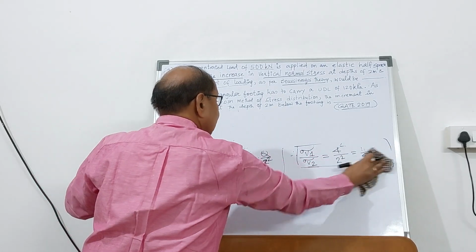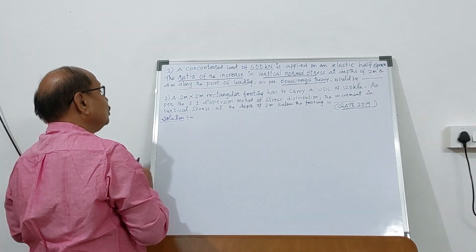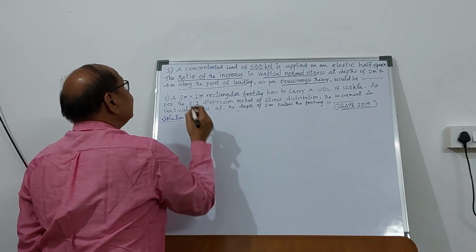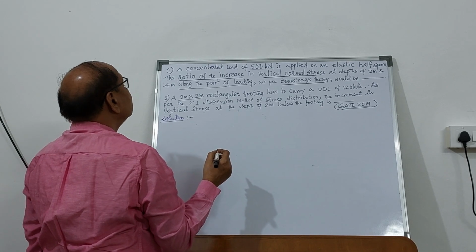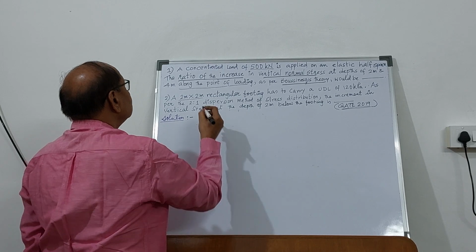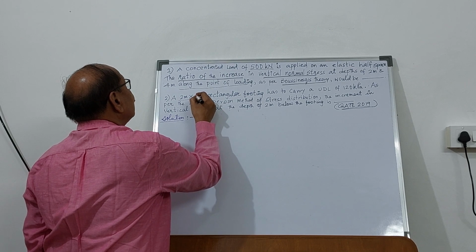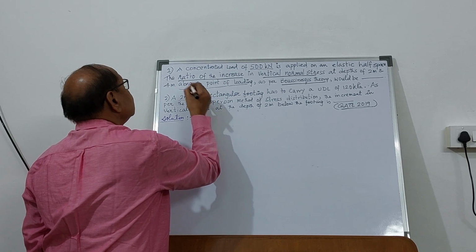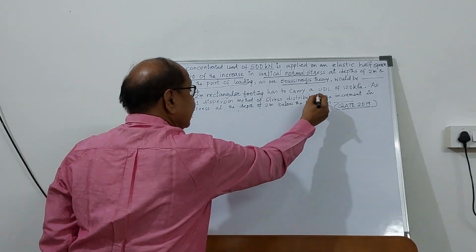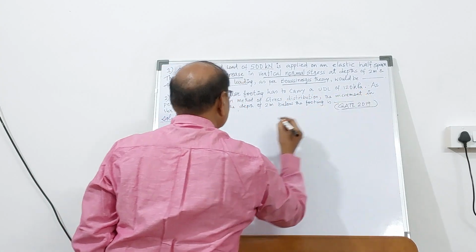And if we go to the next part, next question, question number 2, it is a rectangular footing. The size given to you is this rectangular footing is 2 meter by 4 meter, it should be. A 2 meter by 4 meter rectangular footing has to carry a UDL. So the uniformly distributed load of 120 kilonewton.